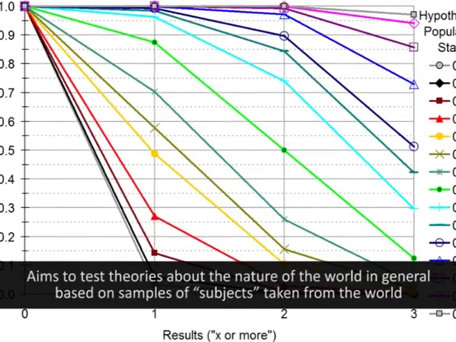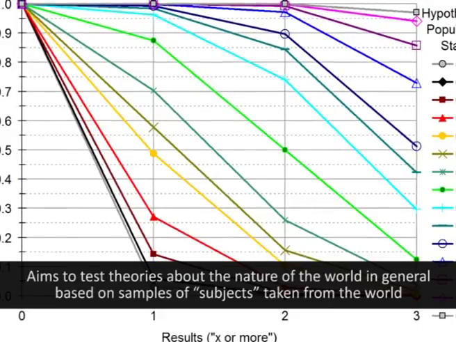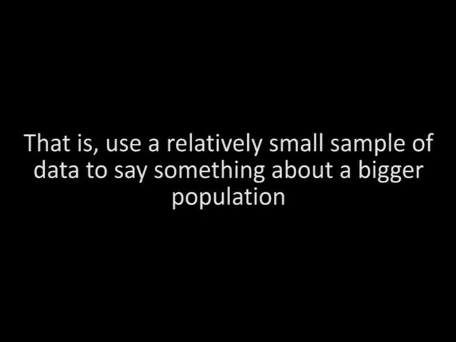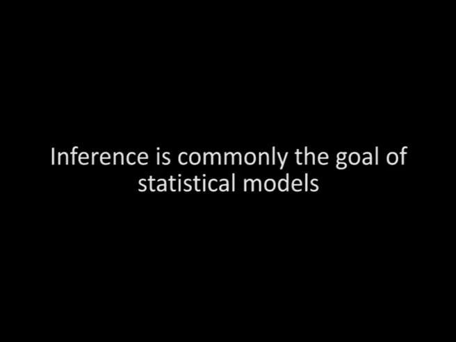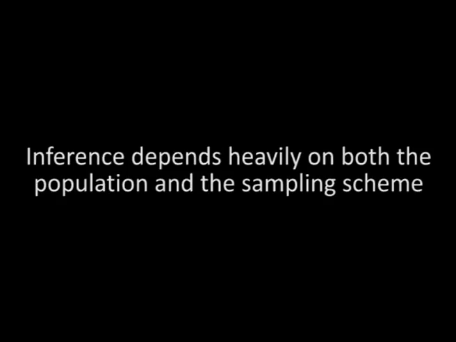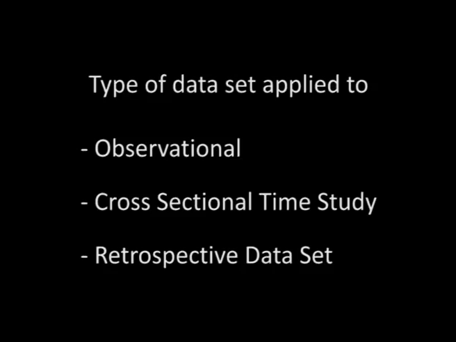of it based on samples of subjects taken from the world or some part of it. That is, use a relatively small sample of data to say something about a bigger population. Inference is commonly the goal of statistical models. Inference involves estimating both the quantity you care about and your uncertainty about your estimate. Inference depends heavily on both the population and the sampling scheme. Type of data set applied to: observational, cross-sectional time study, and retrospective data set, the right randomly sampled population.